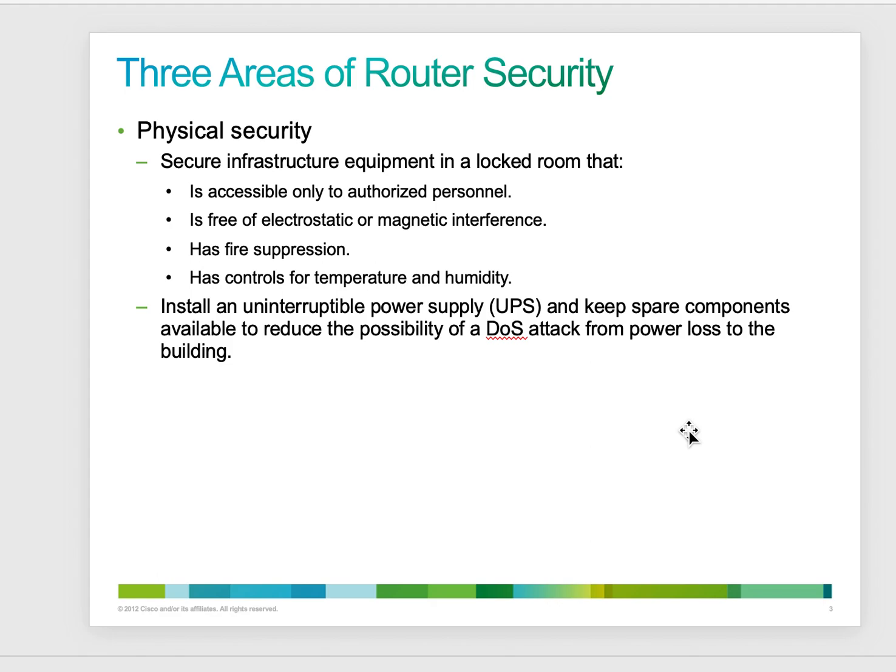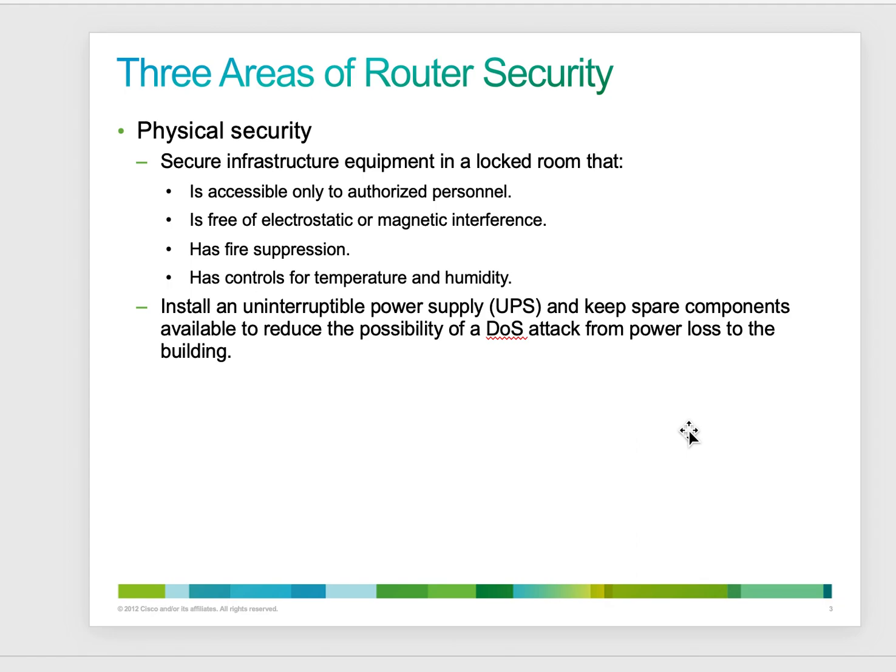Now, let's take a look at the three areas of router security, how we provide security for the router. The first one is physical security. So how do we provide physical security for the router? You can do that by securing all your infrastructure equipment in a locked room.